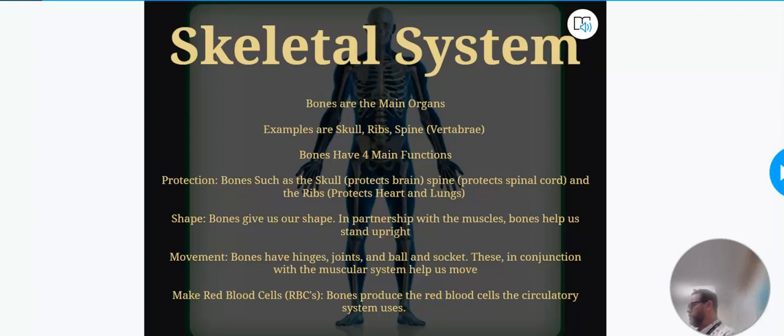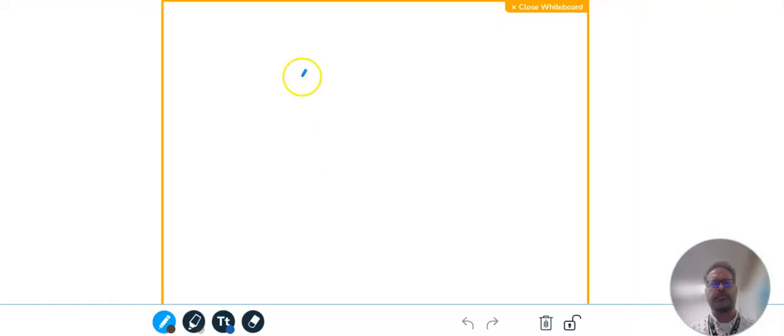All right, like I said, introducing the body systems now. We've already talked about the levels of organization. We went through cells. We talked about tissues. Now we're getting into the organs and the organ systems and how they build an organism. Starting off with the skeletal system, and the main organs are the bones.